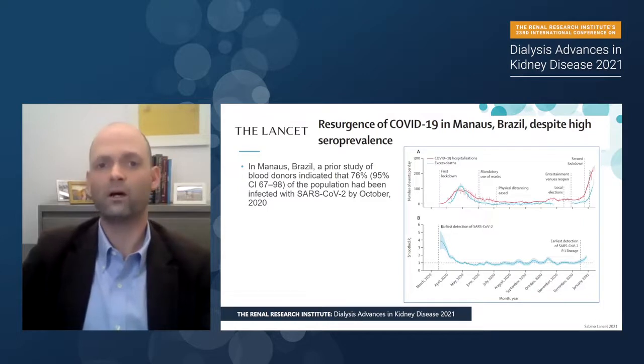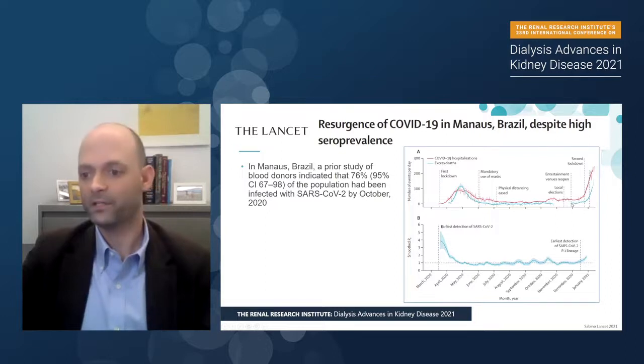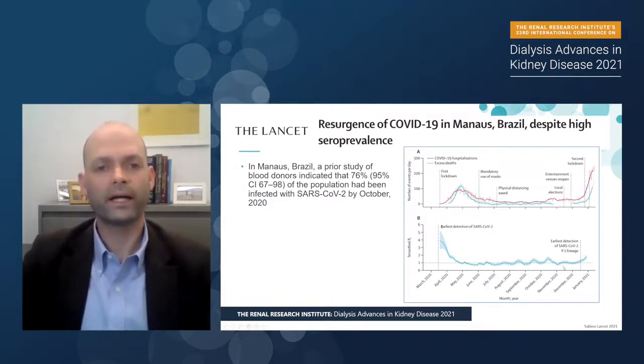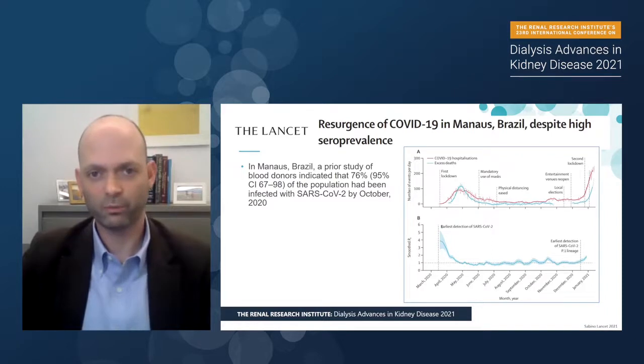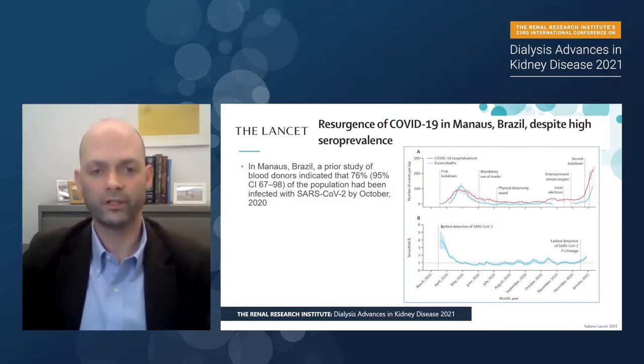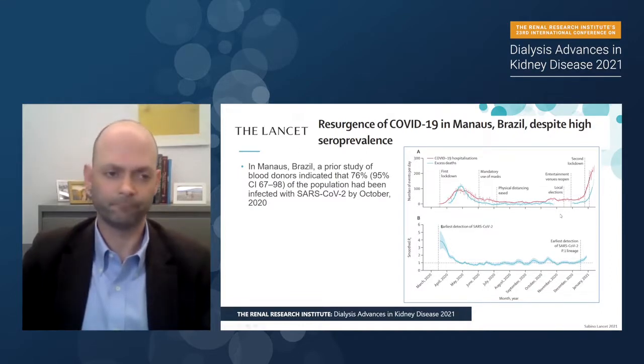But in fact, not what they saw in December and January of 2021, in which there was a second lockdown because cases were surging once again. And what they discovered was that the virus that was infecting those individuals in that city was the P1 lineage. So quite alarming that despite high rates of seroprevalence, there was no herd immunity to a mutated variant virus. So this is quite concerning to the healthcare community as well.